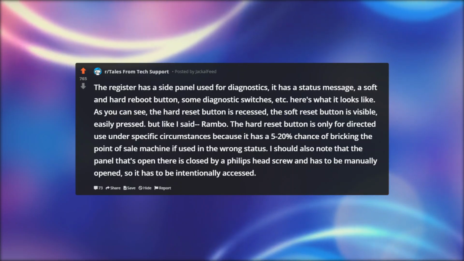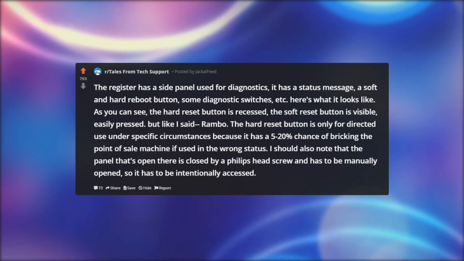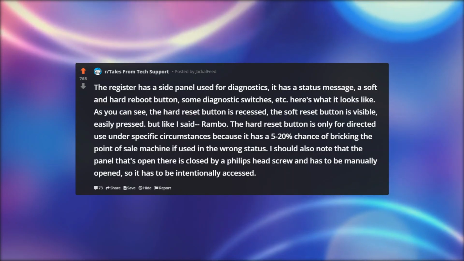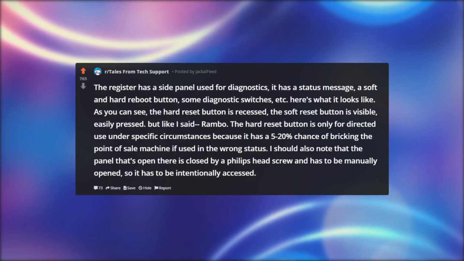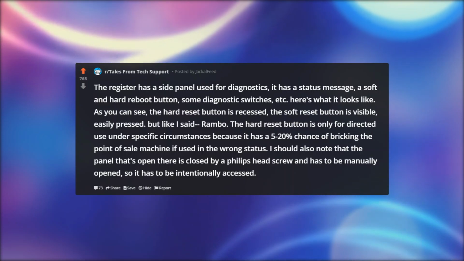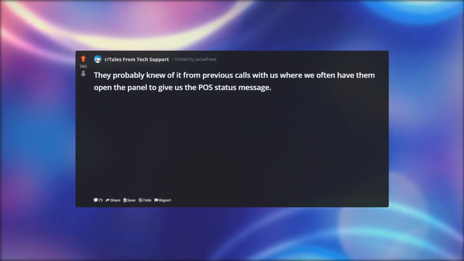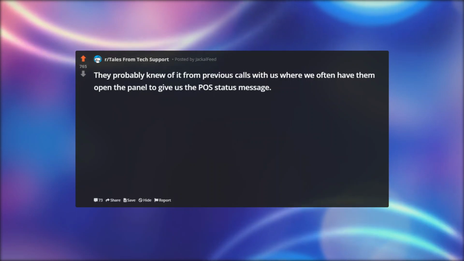The hard reset button is only for directed use under specific circumstances because it has a 5 to 20% chance of bricking the point of sale machine if used in the wrong status. I should also note that the panel that's open there is closed by a Phillips head screw and has to be manually opened, so it has to be intentionally accessed. They probably knew of it from previous calls with us, where we often have them open the panel to give us the POS status message.